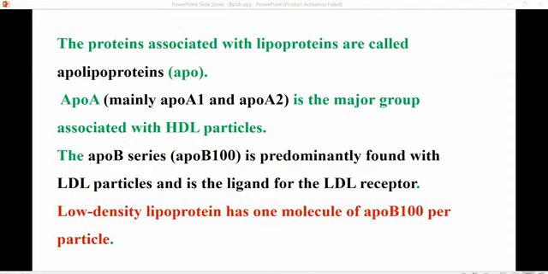The proteins associated with lipoproteins are called, as we said, apolipoproteins. The ApoA, mainly as ApoA1 and ApoA2, is the major group that's associated with HDL particles. The ApoB series, most important type, ApoB100, is predominantly found with the LDL particles, and it is the ligand for the LDL receptors in hepatocytes. The low-density lipoprotein has one molecule of ApoB100 per particle.